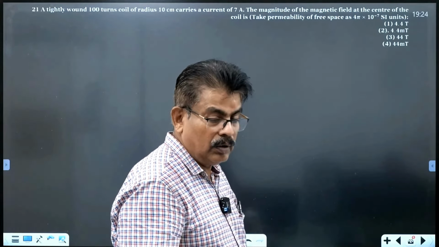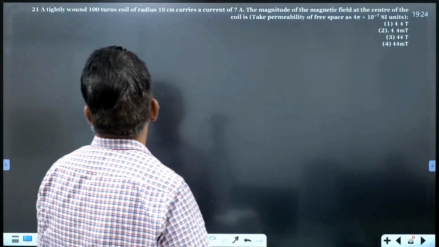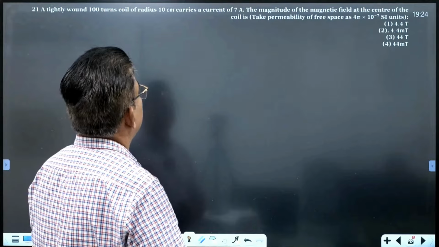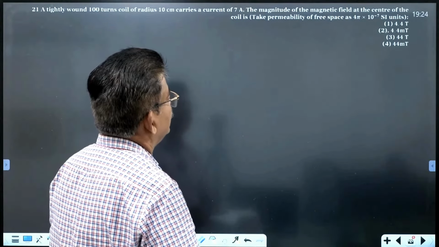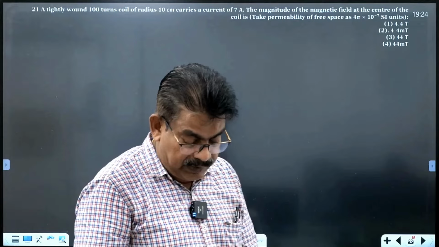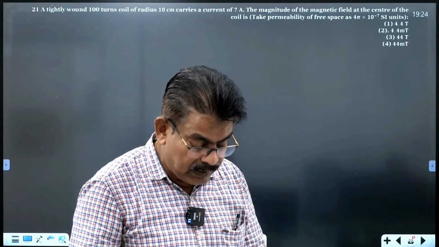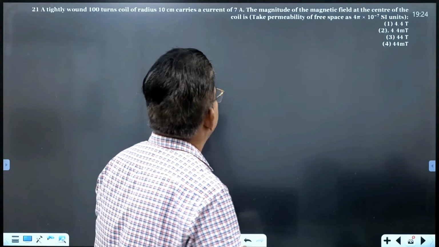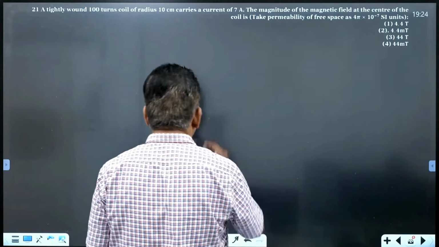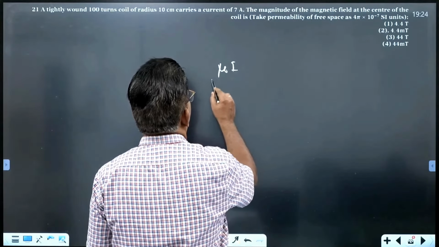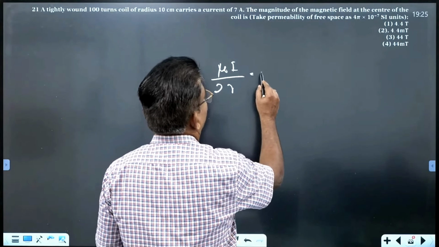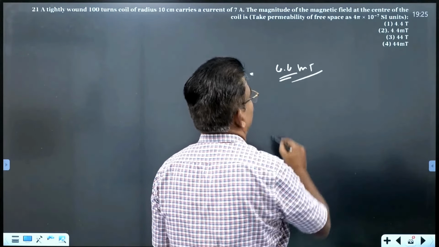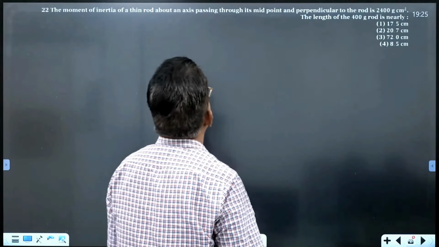Next question. A tightly wound coil of radius 10 centimeter carries a current of 7 ampere. The magnitude of the magnetic field will be 4.4 milli. Direct question, so nothing to be worried about. Mu 0 I by 2R. Substituting the values, we get 4.4 milli Tesla as the answer. We go to the next question.